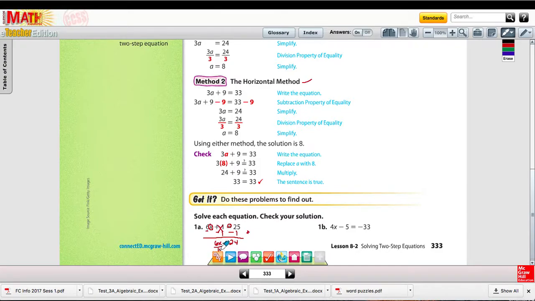Even though that's something that you can do mentally, I'd like for you to get in the habit of showing that work of dividing by that coefficient. And finally, we have an answer of x equals 4.